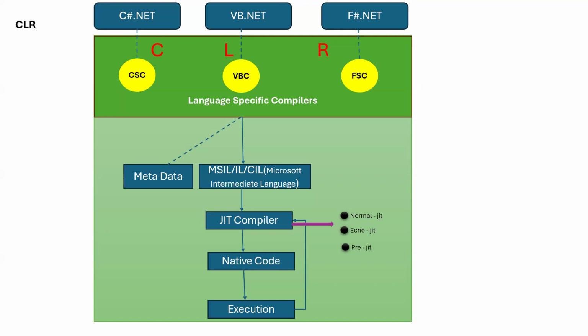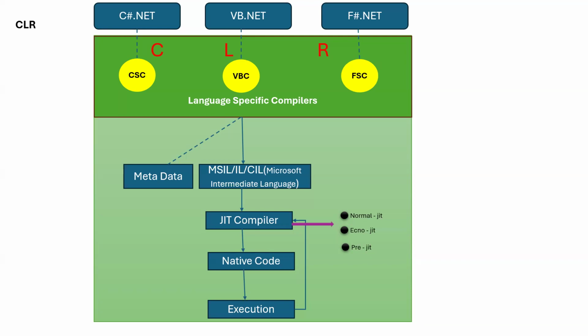Sure. And the second compiler is Econo JIT. This compiler compiles the methods and removes them from the memory cache once execution is done. It won't keep the compiled components in the memory cache. Okay. And coming to the pre-JIT, it will compile the source code and then execute and convert it into native code. Okay. So these are three different JIT compilers inside the JIT compiler.